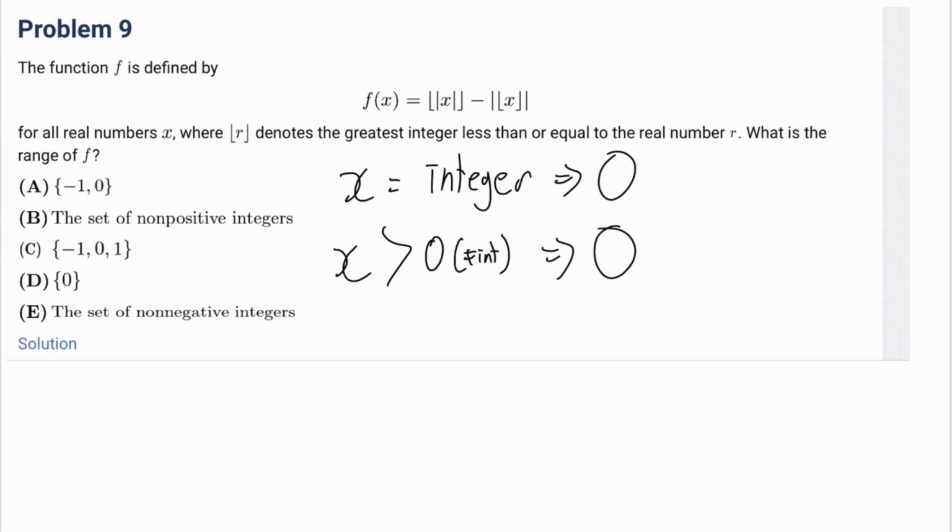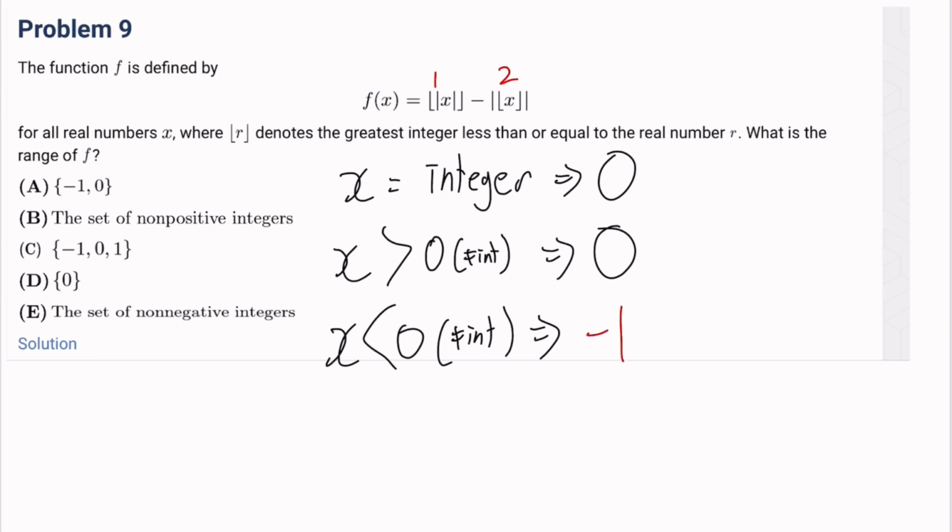And then lastly, if x is less than 0, and it's also not an integer, let's try x equals negative 1.5. The absolute value of negative 1.5 is 1.5, and the floor of that is equal to 1. And the floor of negative 1.5 is negative 2, and the absolute value of negative 2 is 2. So 1 minus 2 is negative 1, so this gives us negative 1.